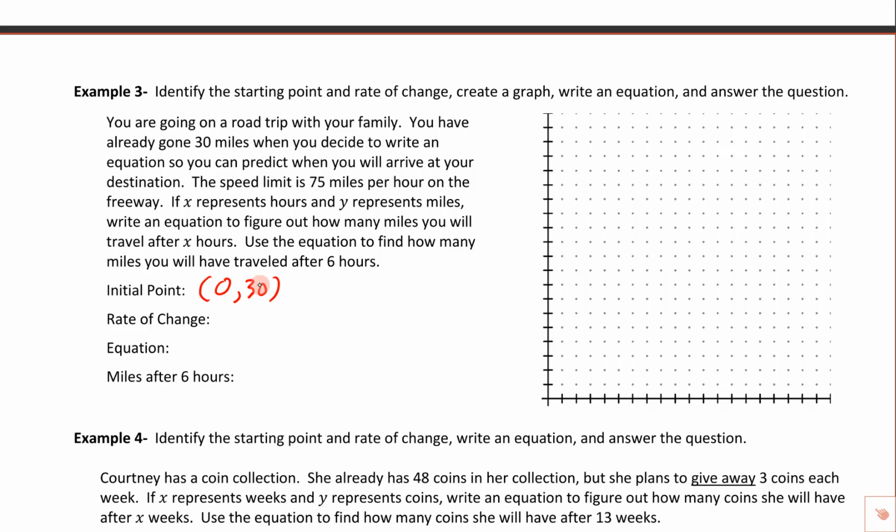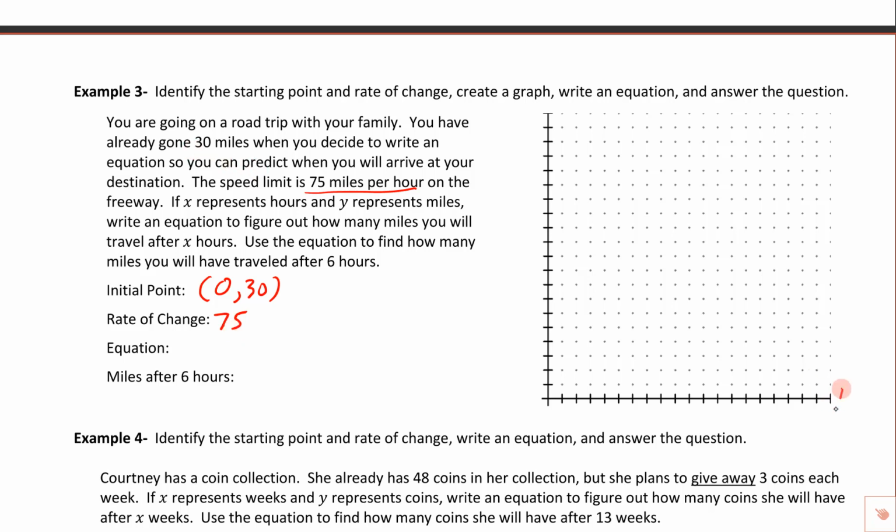Our rate of change is going to be our slope. There is a rate right there, 75 miles per hour. So this is going to be 75. So could you write an equation for that? If you could, that's awesome. If you can't, let's stop and think about what's going on here.